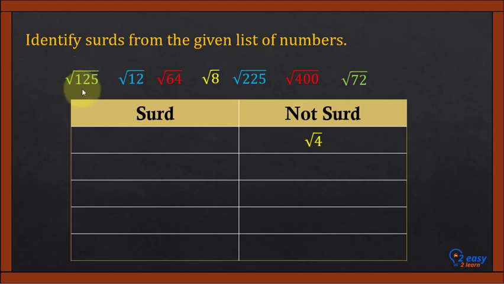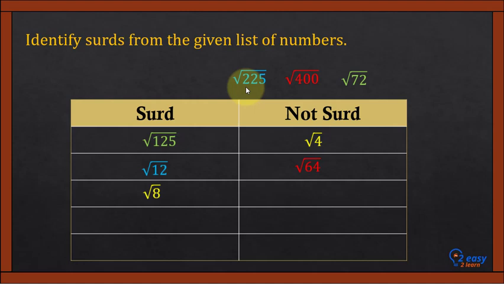Square root of 125. Think about it. Is the square root of 125 an integer or not? No, it is a surd. Square root of 12. You should think whether its square root is an integer or not. No, then it is a surd. Square root of 64. Its answer is 8, and 8 is an integer, so it is not a surd. Square root of 8. Its answer is not an integer, so it is a surd.